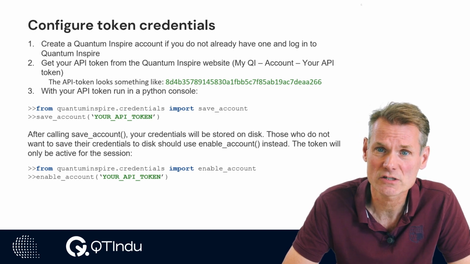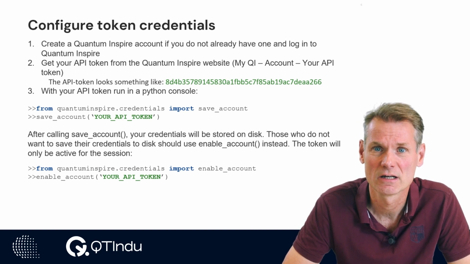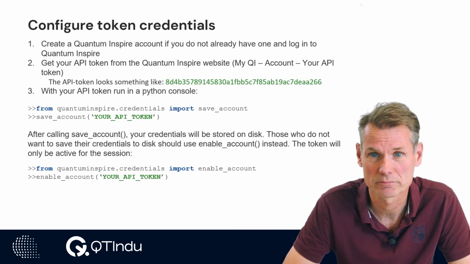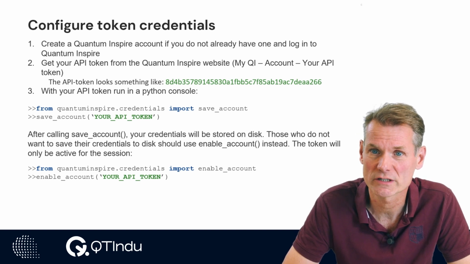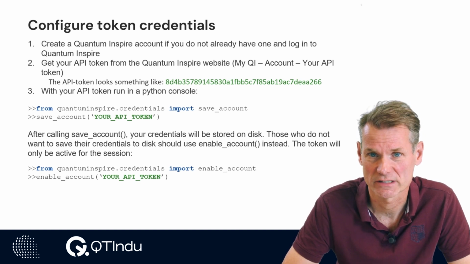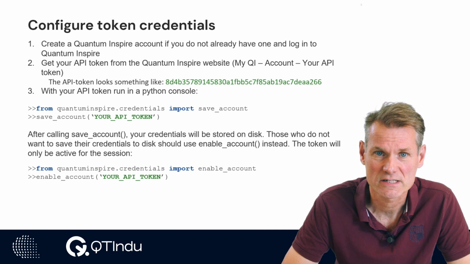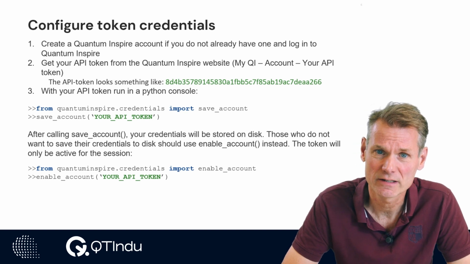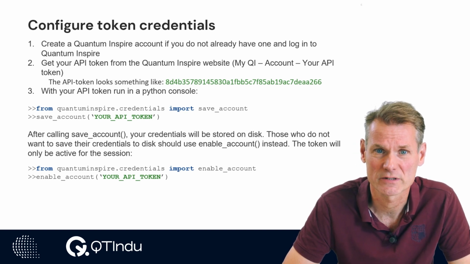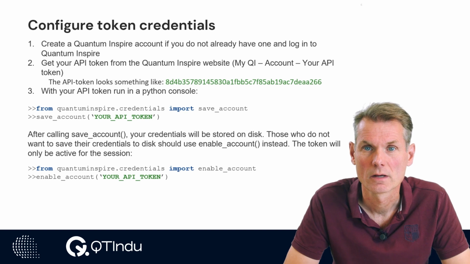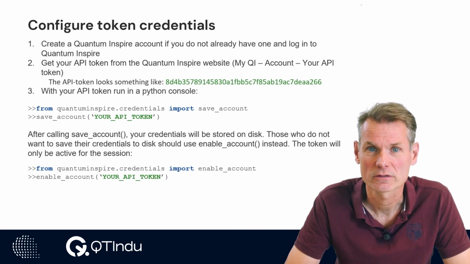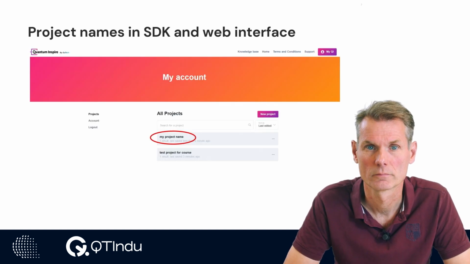Those who do not want to save their credentials to disk should use Enable Account instead, for example, when using a shared or public machine. Using Enable Account, the token will only be active for the session. To test if the token is configured successfully, call Load Account coming from the same credentials package. When you see your API token, the token is successfully saved.